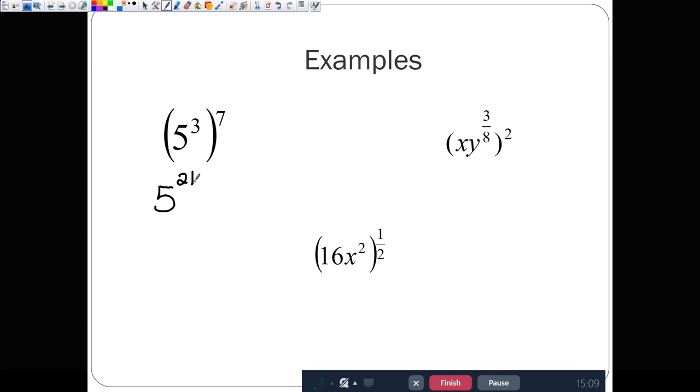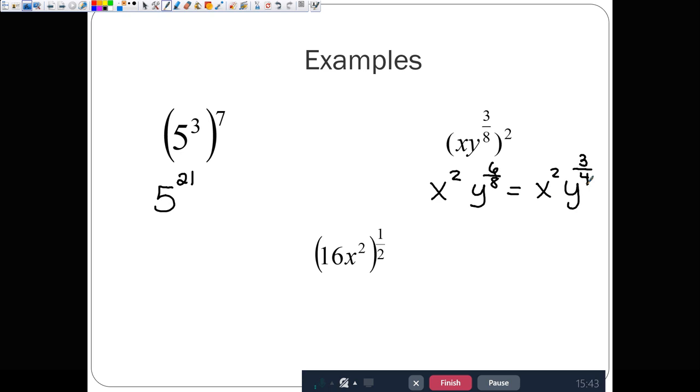Alright, so I need to distribute out my 2. So 2 times x to the first is going to be x squared. And then y, 2 times 3 is 6, so this becomes y to the 6/8, which can be reduced to y to the 3/4. Again, that could be written as a radical as well, because of it being a fraction. So we can leave it as a fraction. It didn't ask us to put it in radical form.